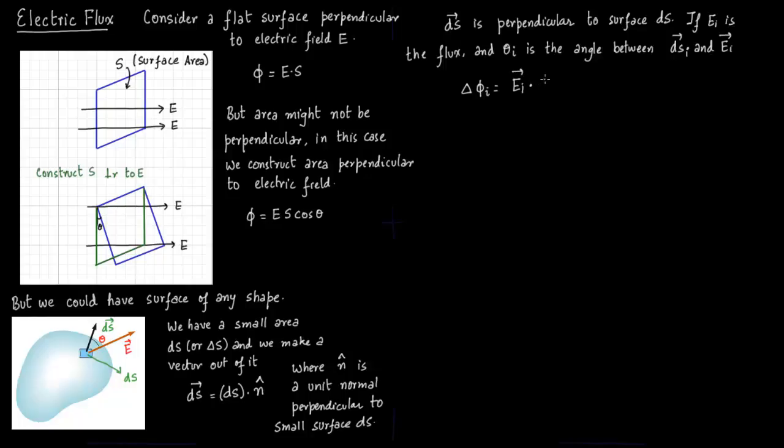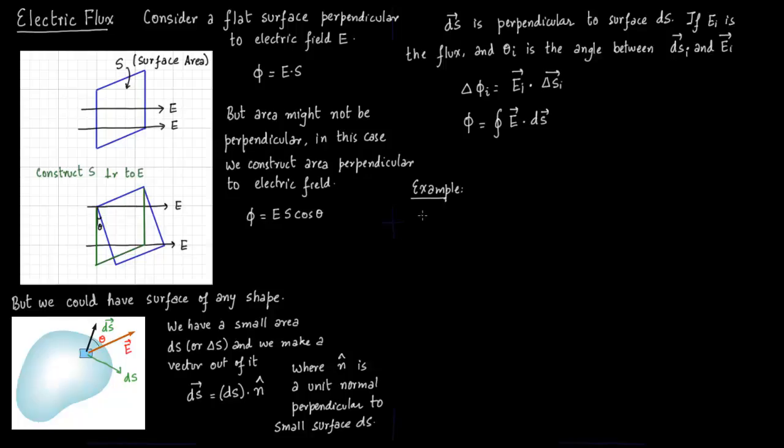So the flux in this very small patch is the dot product of Ei vector with delta si vector, or Ei vector with ds vector. So in terms of integration, when you take the sum over the entire surface area, this becomes the integral of E vector dot ds vector. Notice that I have put a circle in the integral. That is because this denotes that we are integrating over an entire surface. So this will be more clear in an example.